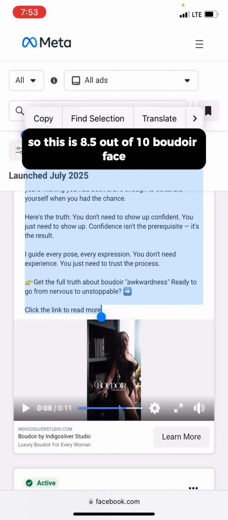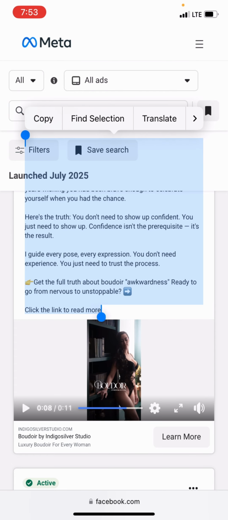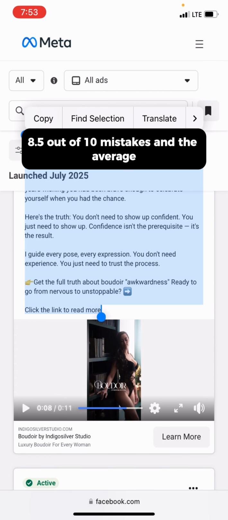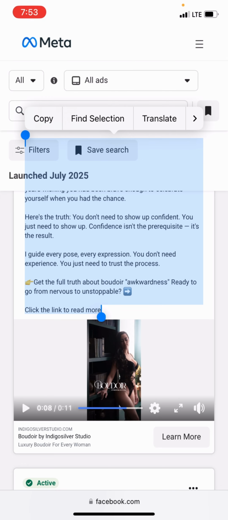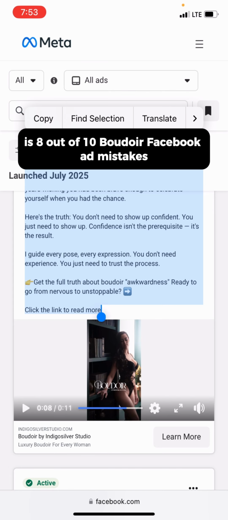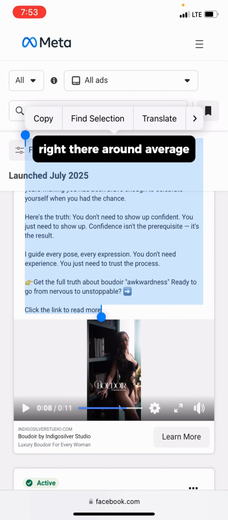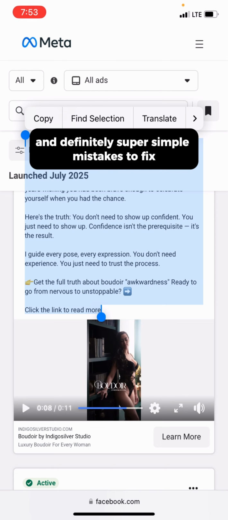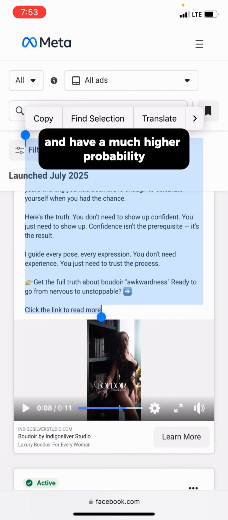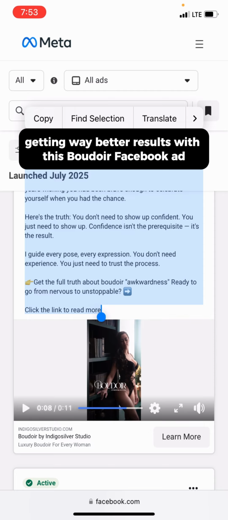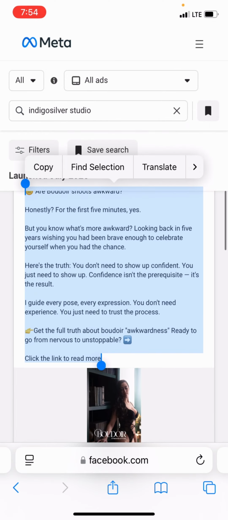So this is 8.5 out of 10 boudoir Facebook ad mistakes, and the average in the boudoir industry right now is 8 out of 10 boudoir Facebook ad mistakes. So right there around average, and definitely super simple mistakes to fix, with a much higher probability of getting way better results with this boudoir Facebook ad.